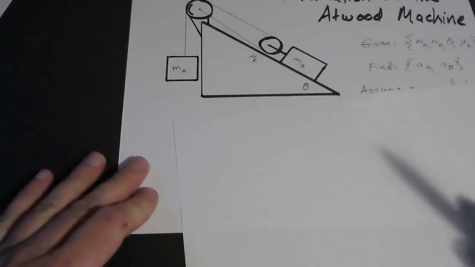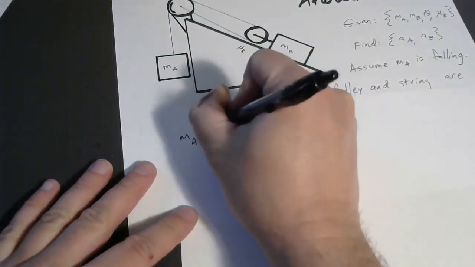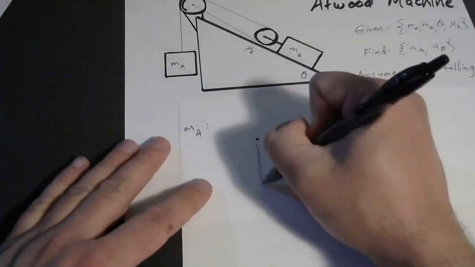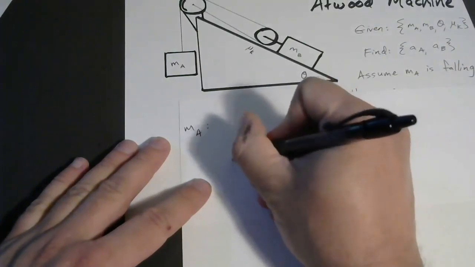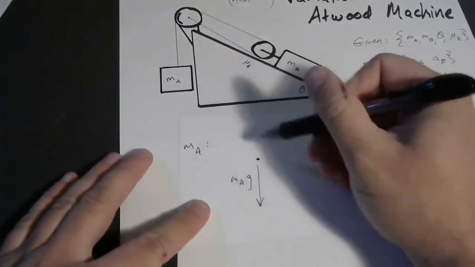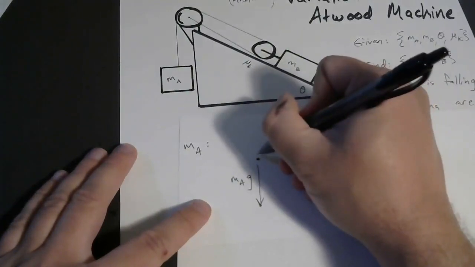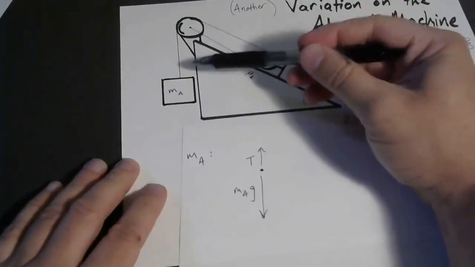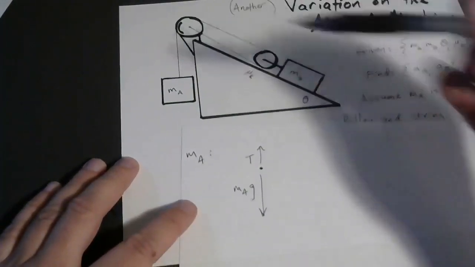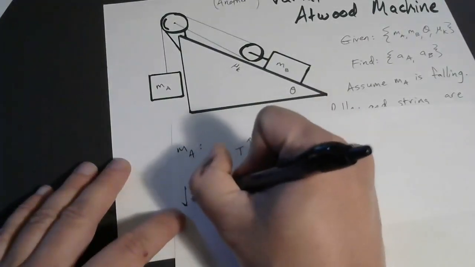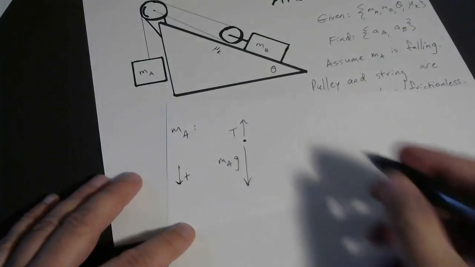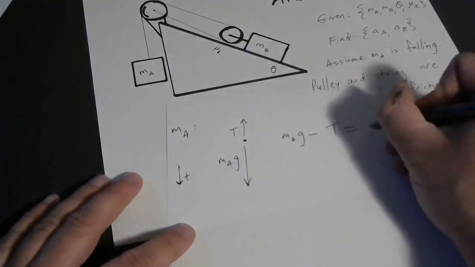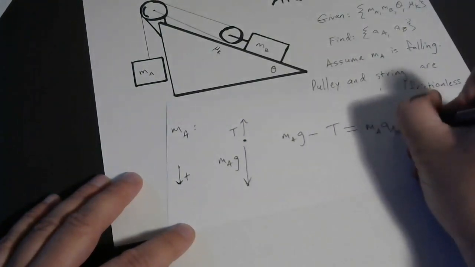Let's jump right in with a free body diagram. We'll start with mass A. Here's a dot to represent mass A, so I don't have to draw the block. Gravity pulls down, mass A times the free fall acceleration, and then I will draw a shorter arrow upwards and call that the tension. I only see a single string here attaching to mass A, so there's just one tension. And I will call this the positive direction and say mass A times gravity minus tension equals mass A times the acceleration of mass A.